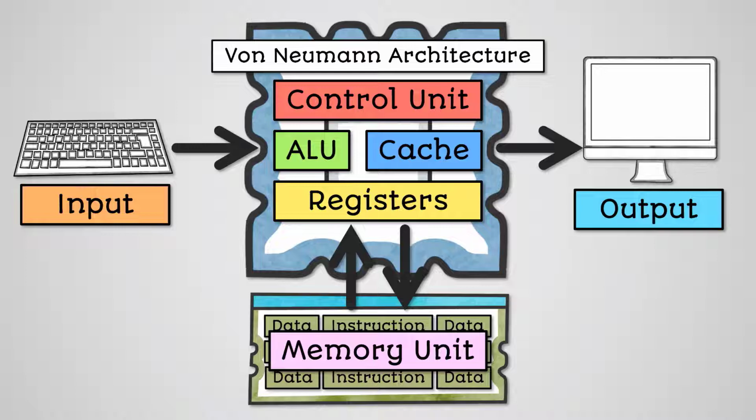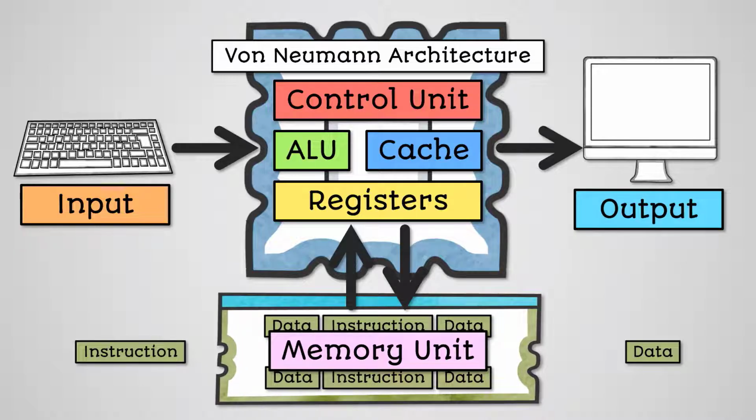With the von Neumann architecture, both data and instructions are stored in the same location, typically our main memory. The key thing about this architecture is that the main memory must be large enough to store the program instructions as well as its data.